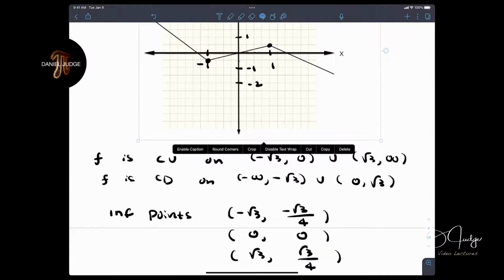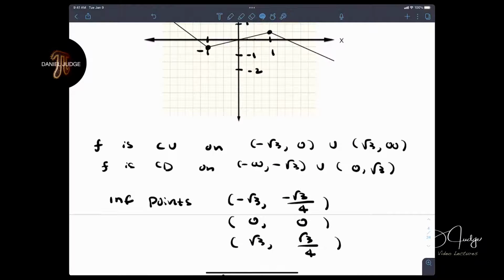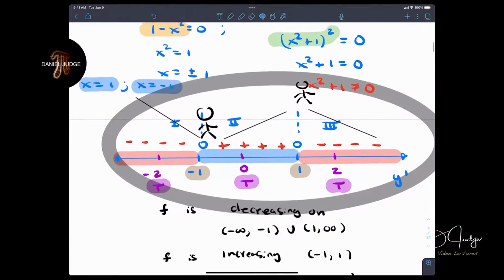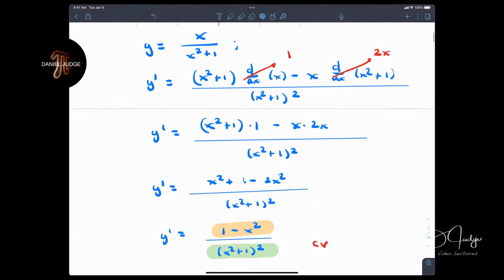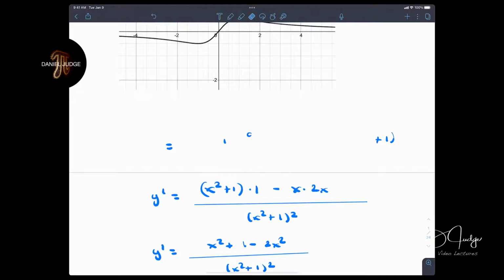Okay. Concavity. Inflection points, minus square root of 3. That's about 1.7, and then it's minus square root of 3 over 4. So, before we go that route, we may want to look at the limits at infinity. Look at the end behavior. So let's get rid of some of this scratch work, and we'll look at the end behavior here. Maybe we should just use the scratch paper.